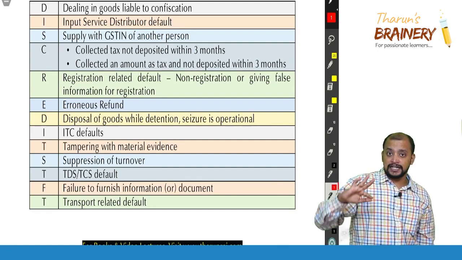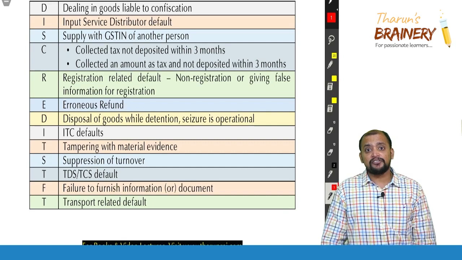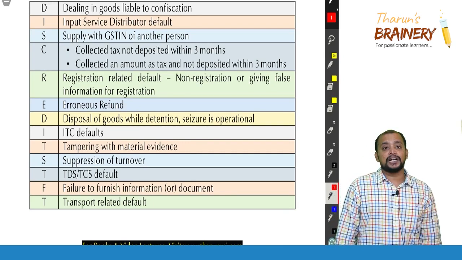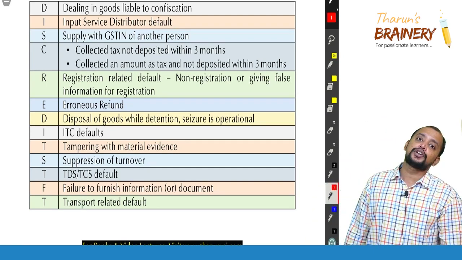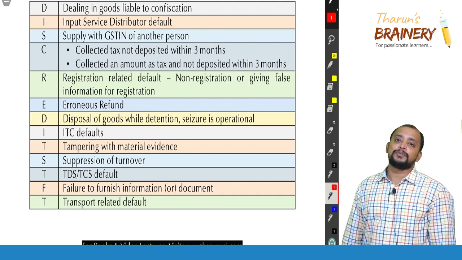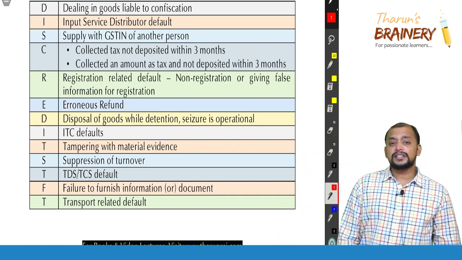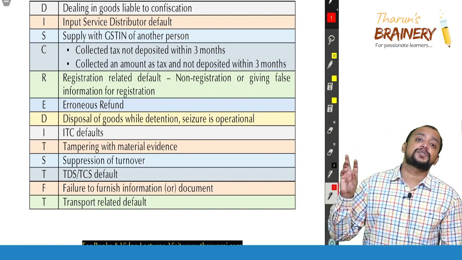Bio discredits TFT. T for TDS or TCS default. F for failure to supply information or document. And last T is transportation default. Transportation default means transporting goods without valid documents like invoice, e-way bill. So these are the offences that lead to penalty under 122 subsection 1.